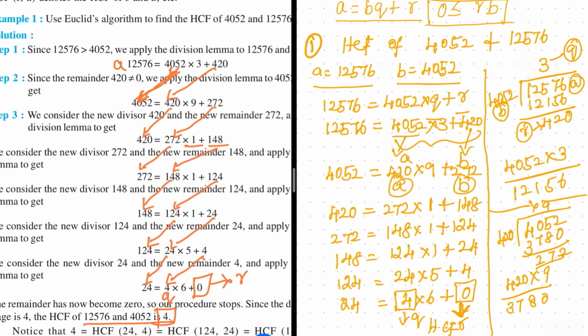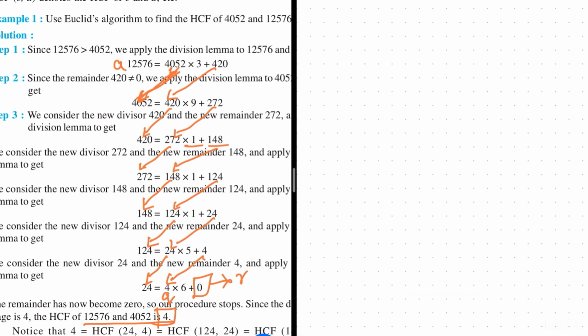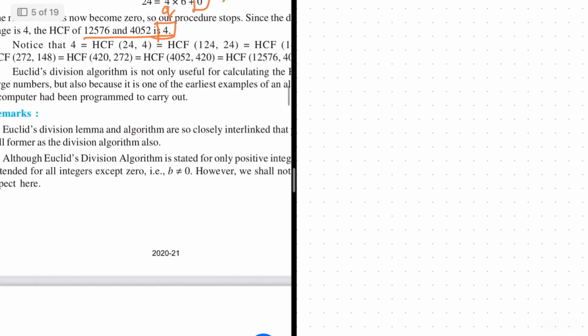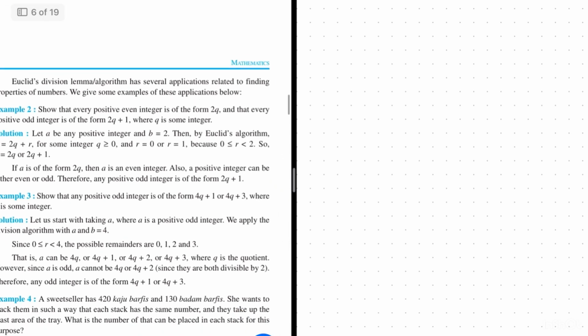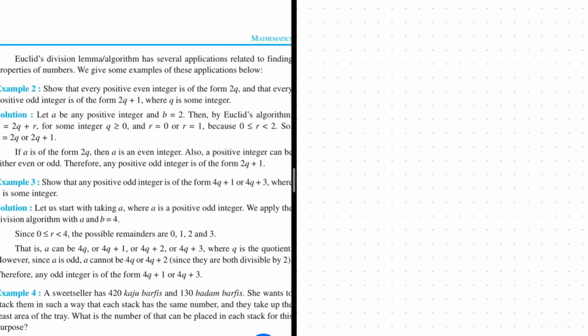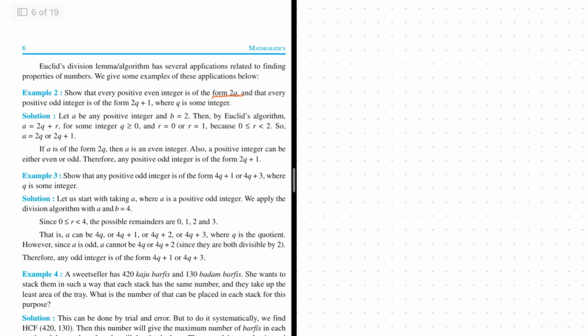Here in problem 2, it is a problem that we have to prove. It states: show that every positive even integer is of the form 2q, and every positive odd integer is of the form 2q plus 1. So this we have to prove.